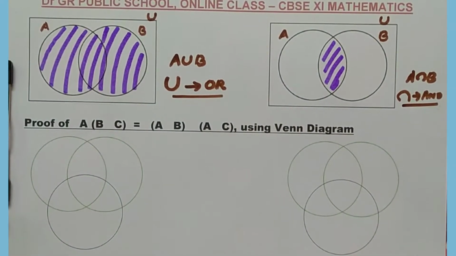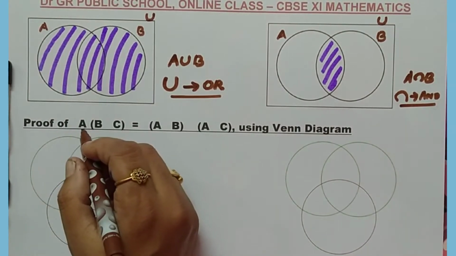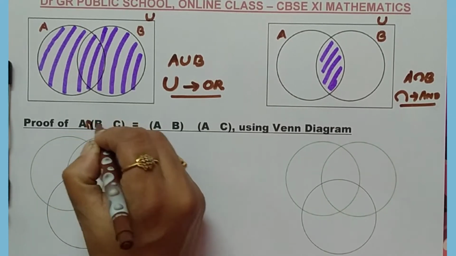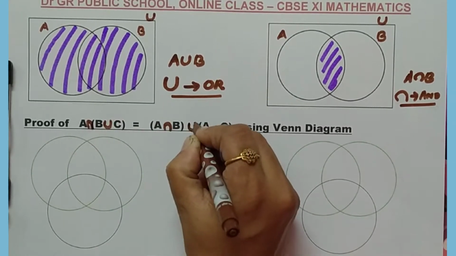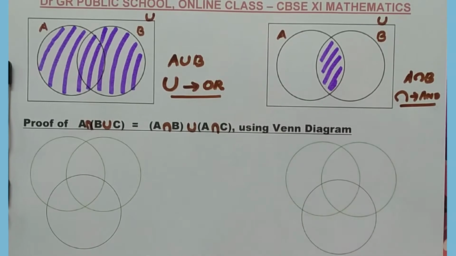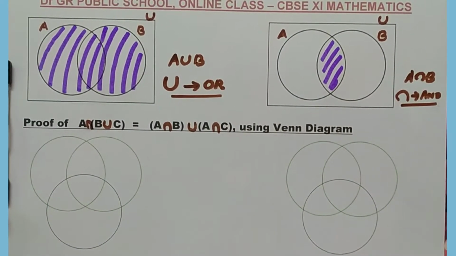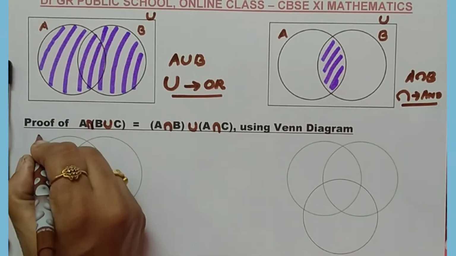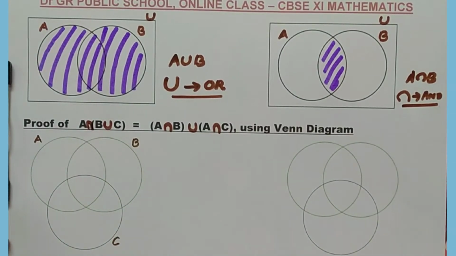Now, I am going to mention the application of Venn diagram in practical problems. First of all, I am going to prove that A intersection (B union C) equals (A intersection B) union (A intersection C). This I am going to prove by means of Venn diagram. Consider three sets A, B and C. A, B and C are the three given sets.